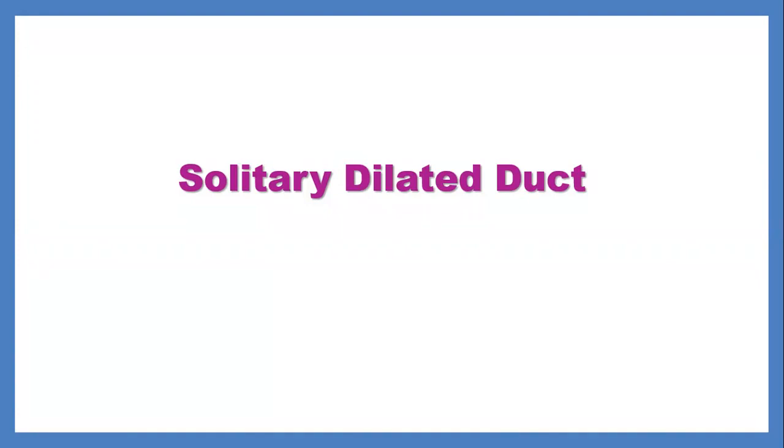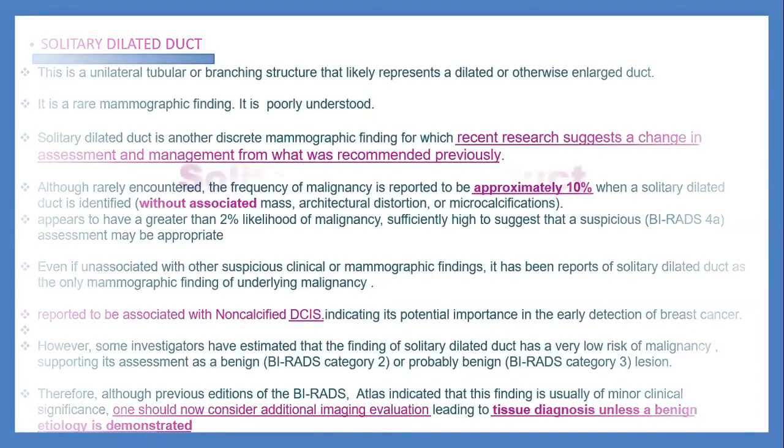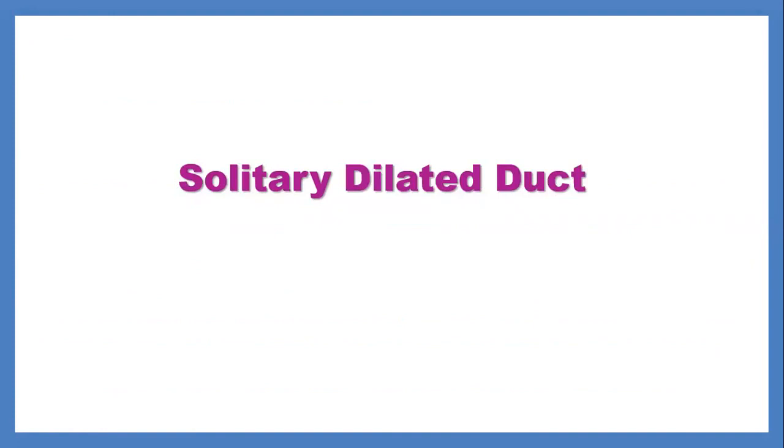Just a solitary duct. Before, they were not giving a lot of concern for the solitary dilated duct. Just a solitary dilated duct, it is BI-RADS 2 or even or mostly 3. Yes. See? But now, no. They changed. What hint? What do you think?